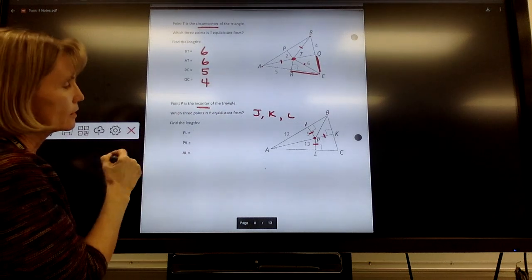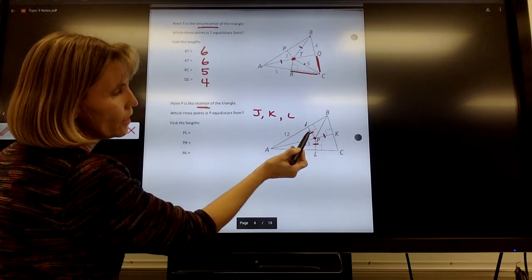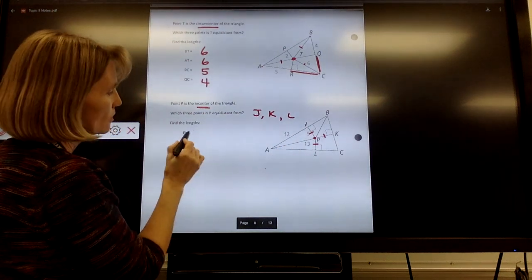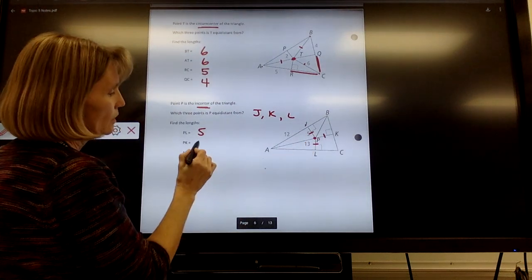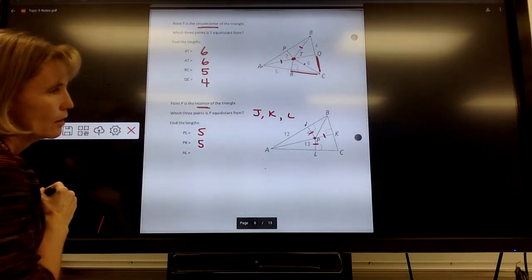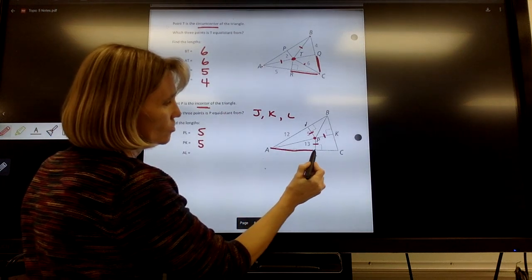And it says, find the lengths. The distance from P to L. Well, we know the distance from P to J is 5, so that means the distance from P to L has to be 5. And the distance from P to K would have to be 5. And the distance from A to L. We're looking at this distance right here.